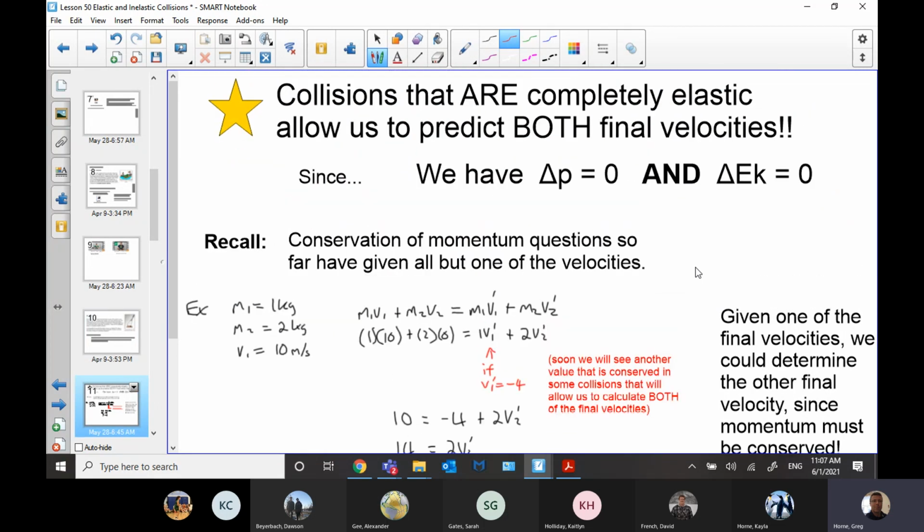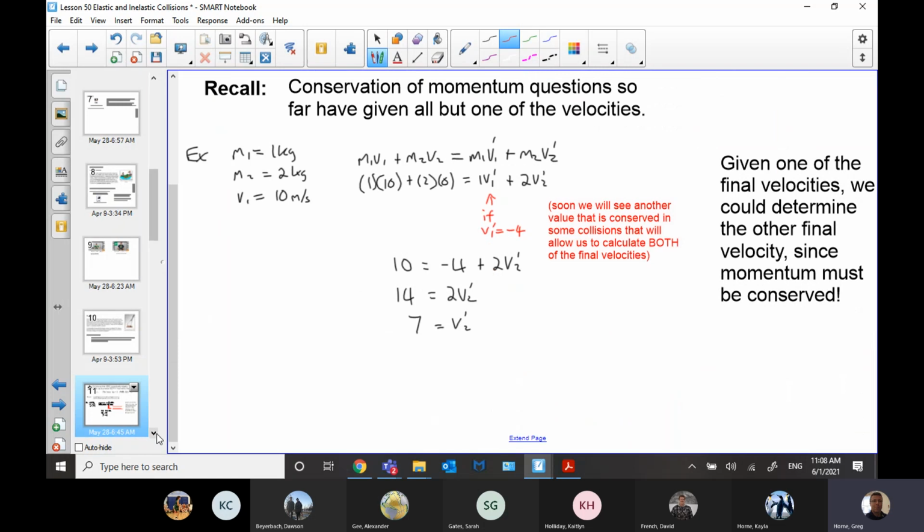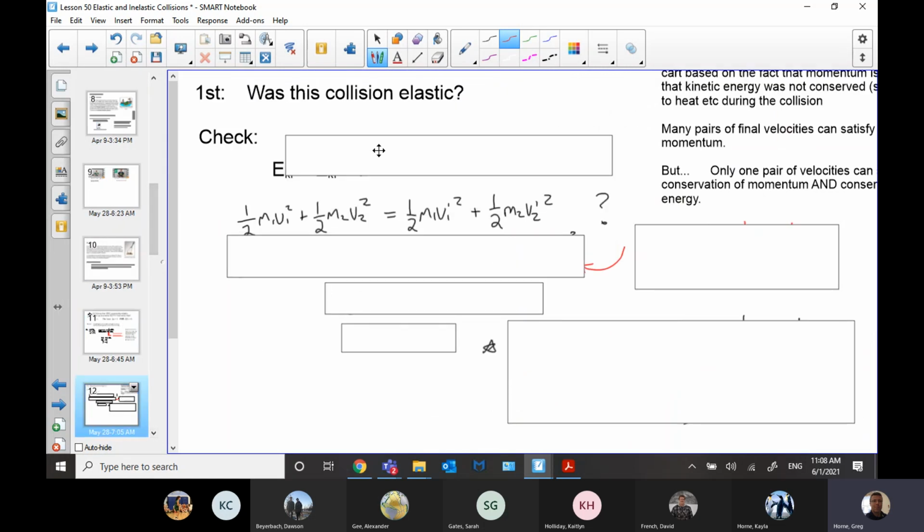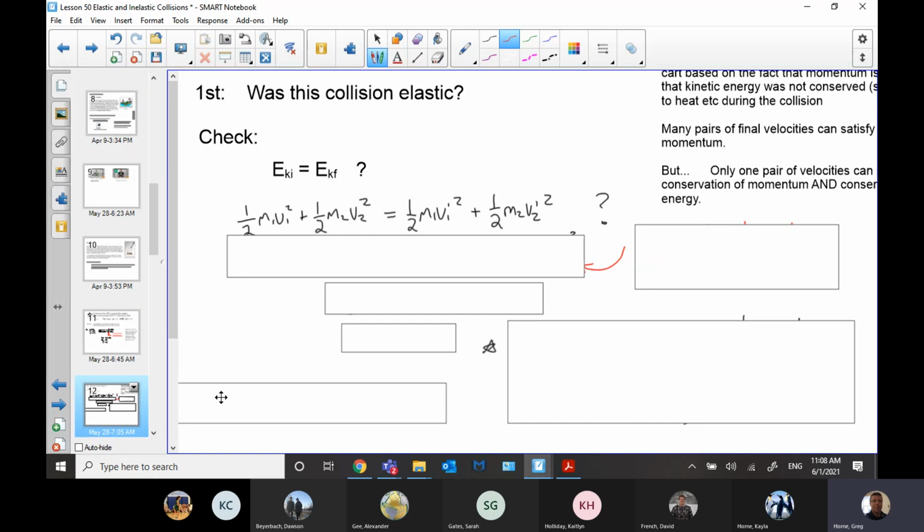Anyways, so the math, the way we have to calculate this out is we have to look at conservation of momentum and conservation of kinetic energy. So delta P, the change in momentum, is 0, and delta EK, the change in kinetic energy, is 0. We have to do both of those. So it's two sets of equations. You've got M1V1 plus M2V2 equals M1V1 prime plus M2V2 prime. And we also are going to have 1/2 M1V1 squared plus 1/2 M2V2 squared equals 1/2 M1V1 prime squared plus 1/2 M2V2 prime squared, right?